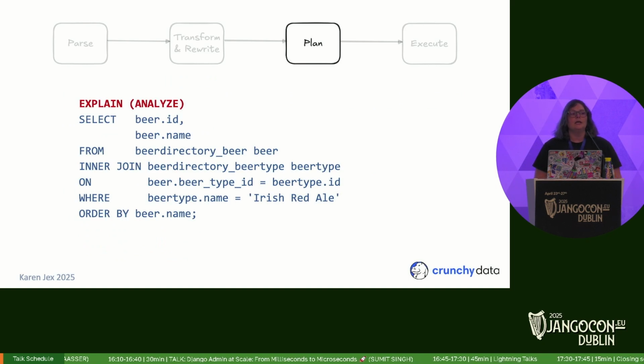Okay, so let's take a slightly more complicated query. In this case, I've removed buffers just to make the output easier to read. Normally, I would leave that in there to actually get that information. So this one is getting a list of beers where the type of beer is Irish red ale. No particular reason.